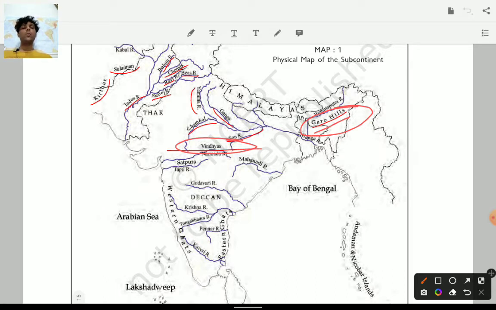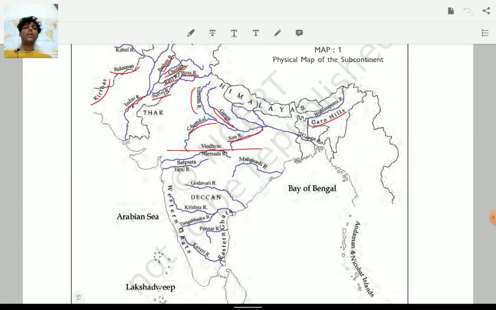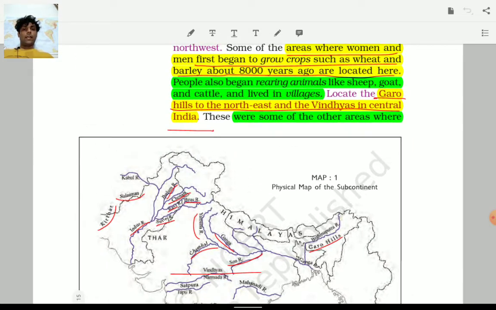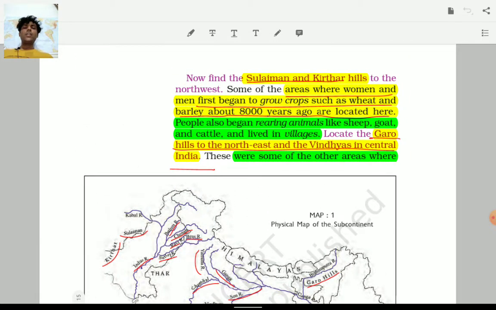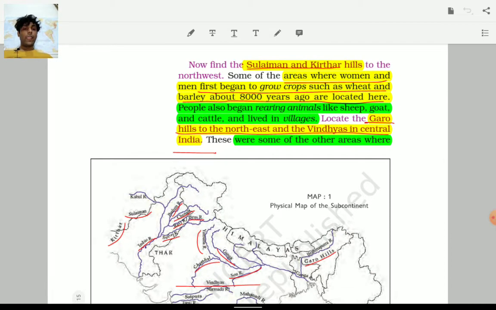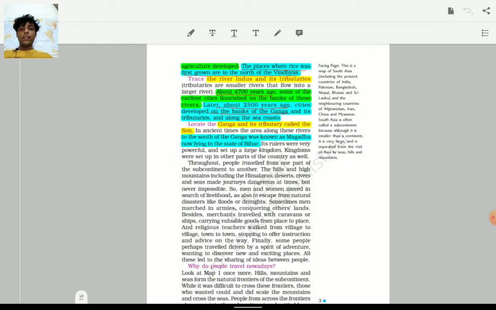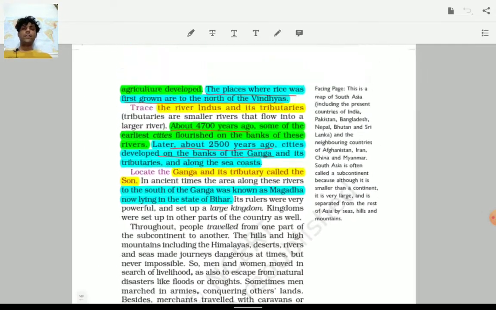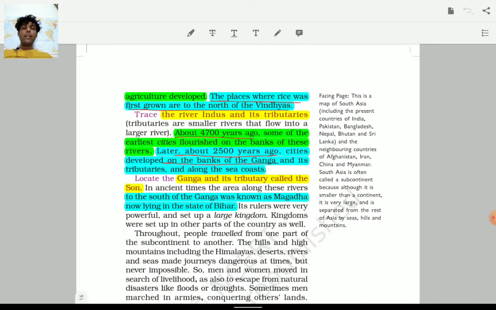It is important. Garo, Khasi and Jaintia are the hill ranges in the Meghalaya region. So we will understand it once we move ahead. Okay, so Garo Hills to the northeast and the Vindhyas in the central. These were some of the other areas where agriculture developed. Okay, so earlier we read that in Kirthar and Suleiman Hills, people started growing wheat and barley. Here, agriculture developed.